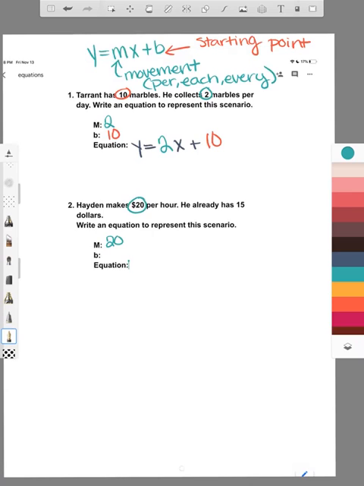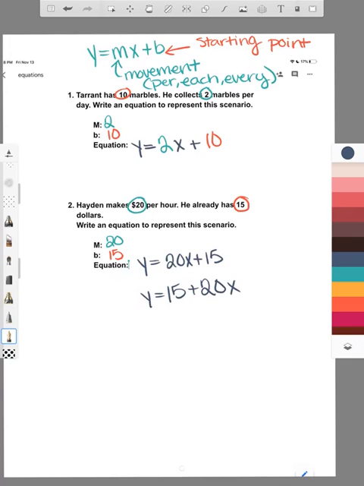All right. So now our b value, as we stated before, is our starting point. He already has $15. If he already has $15, that means he's starting off with $15. All right, so now I want you guys to take this information and write out our equation. All right, so if you wrote out y is equal to 20x plus 15, or you could have written out y is equal to 15 plus 20x, both of those would have worked.